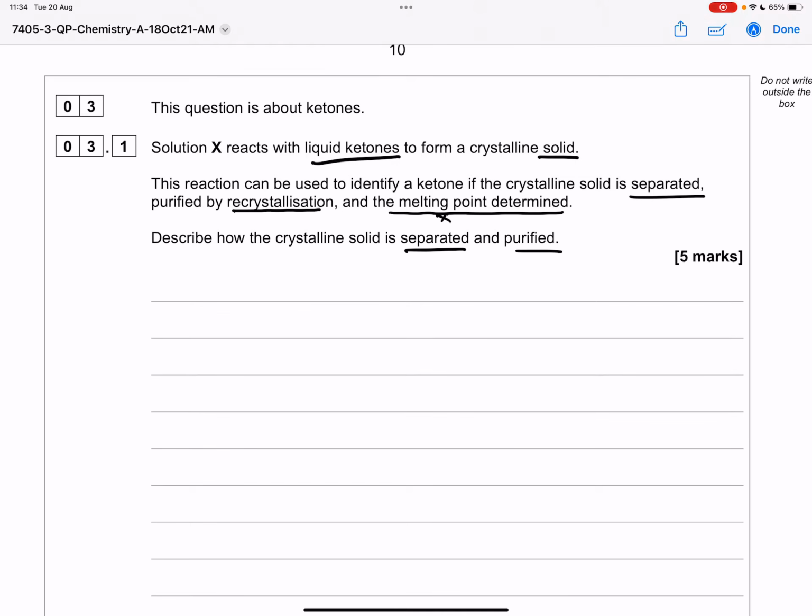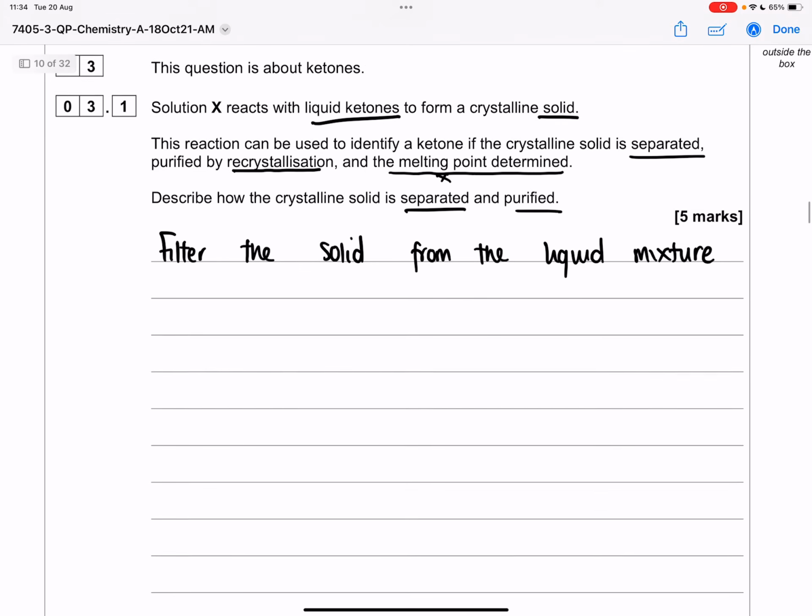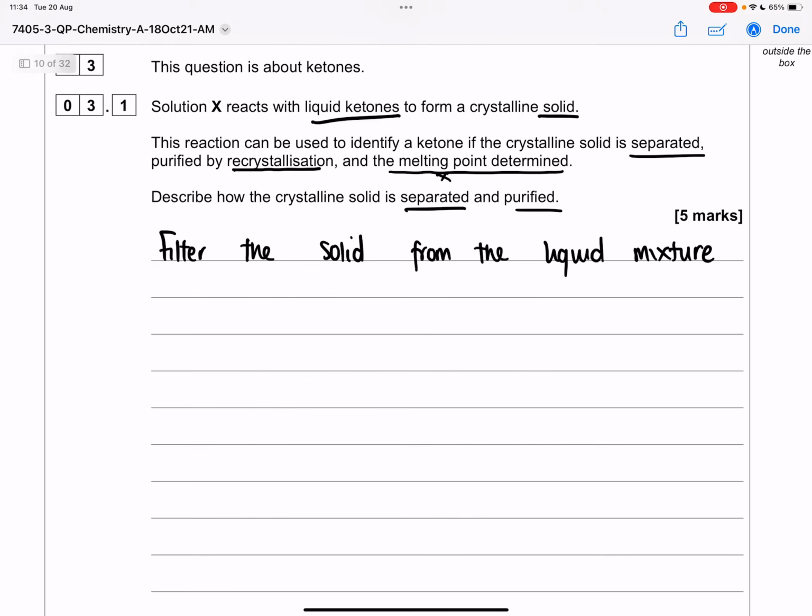So we're separating a solid from a liquid. So our liquid reaction mixture, and we've created a solid. So we would filter the solid from the liquid mixture. And we might do that under vacuum filtration or regular gravity filtration. But then how is it purified? So how do we purify a crystalline solid?